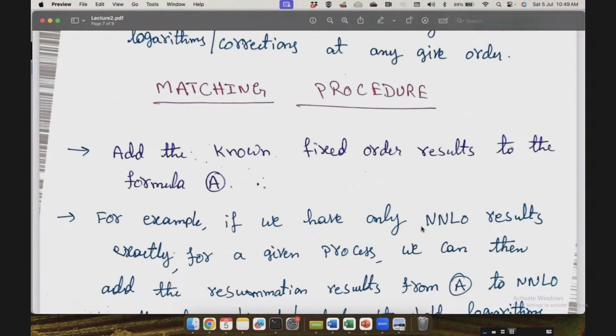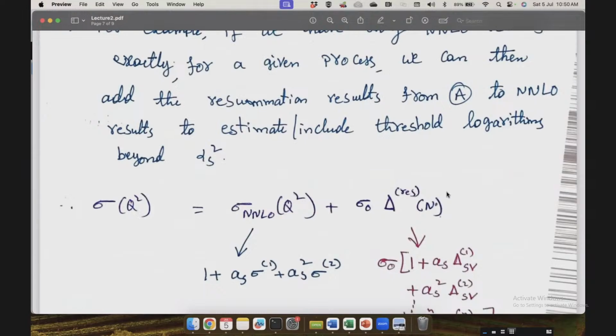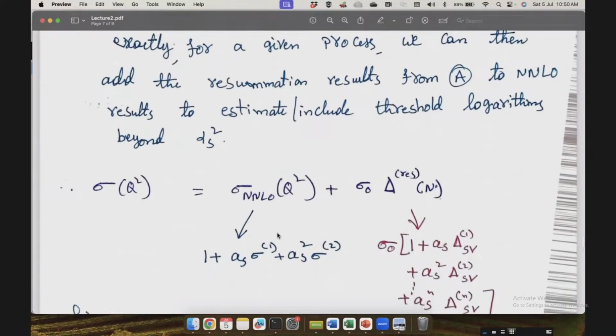So then what I have to do is use this resummation formula to include the information about the higher order corrections, higher order logarithmic contributions. But on the other side, I know the existing n square LO results. So I have to add these two things. But remember, the formula A also has information about NLO logarithms and n square LO logarithms already. So if I naively add the known fixed order results and I add the entire resummation formula A to the known fixed order results available.